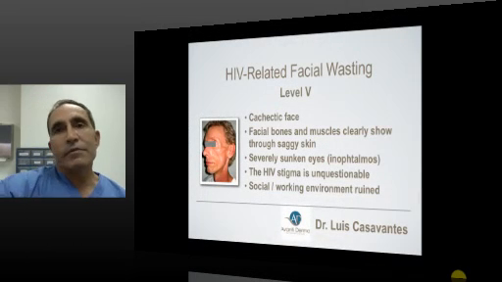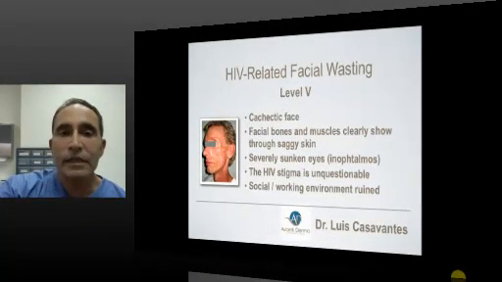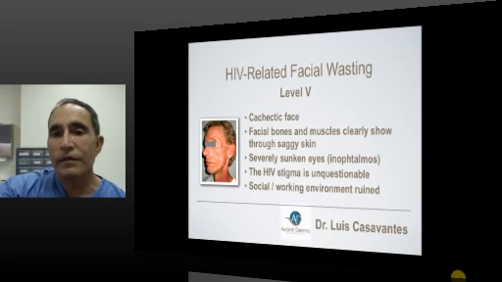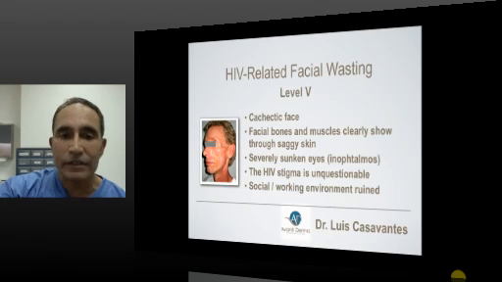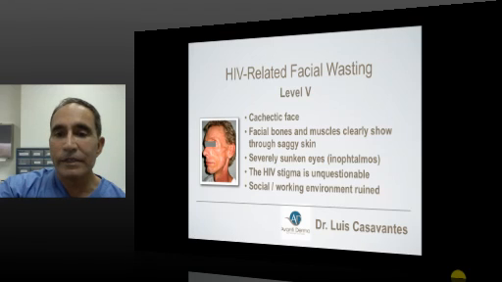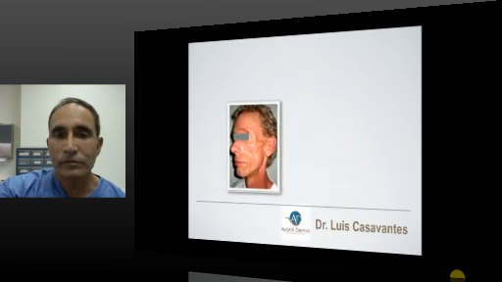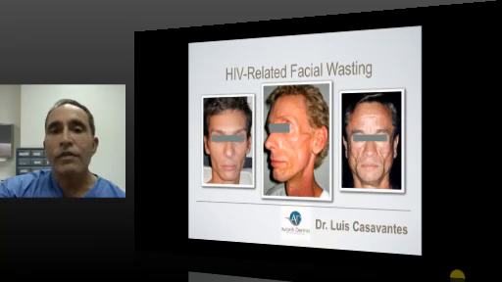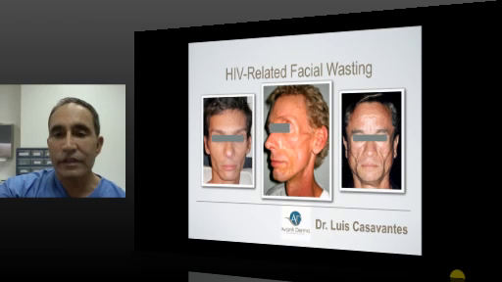Level 5 is the maximum level of affection for facial wasting, and the face looks cachectic. You can identify the facial bones and the muscles of the face. The enophthalmos, or the sunken eyes, is severe, and the HIV stigma is unquestionable. Of course, at this point, the social and working environment is ruined. Basically, you can see here in the picture in the center that there's no fat left in the face.